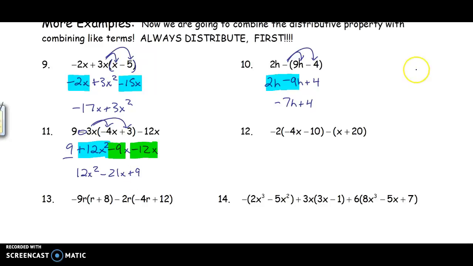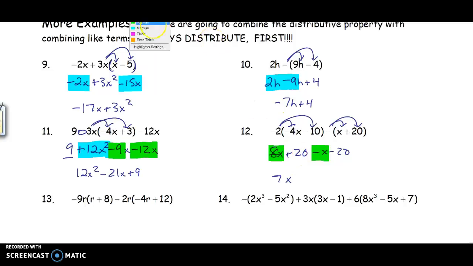Number 12. You have 2 different ways of distributing, so go ahead and do them both. Now you have 8x and negative x, that's positive 7x. And positive 20 and negative 20 are going to end up canceling each other out, so you have 7x as your answer.